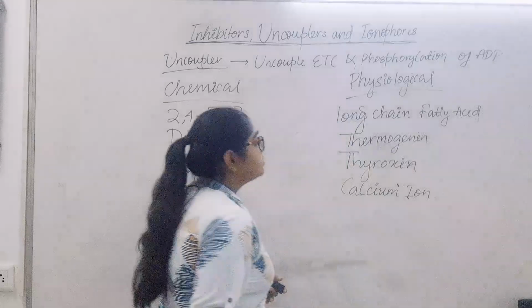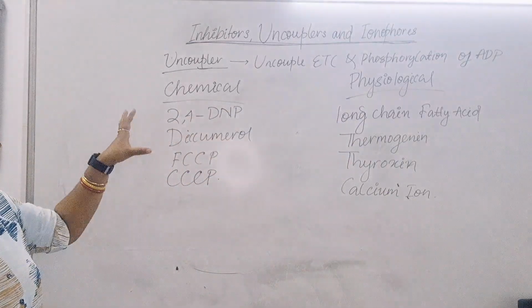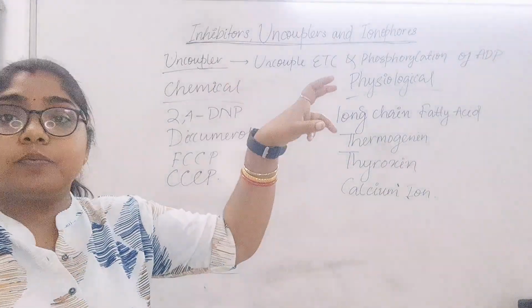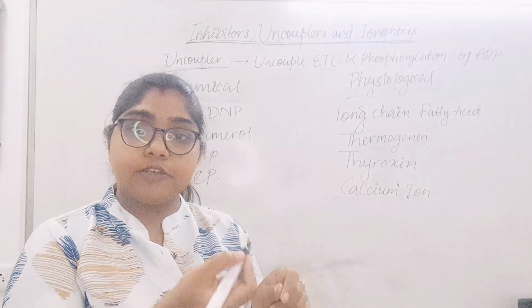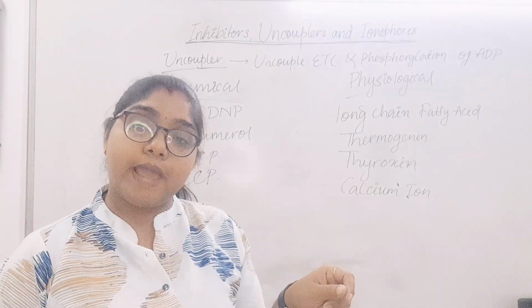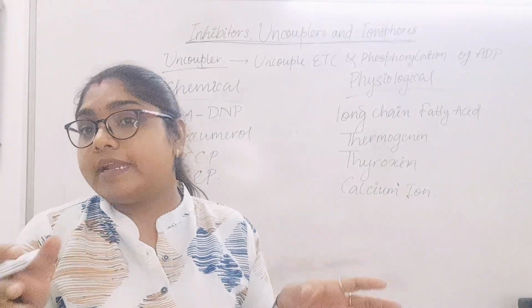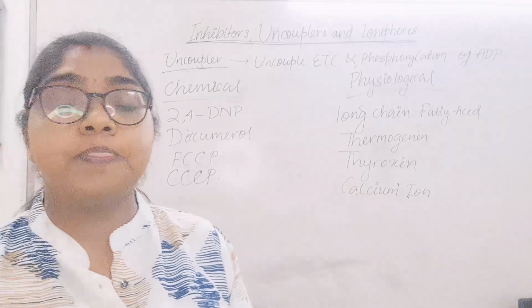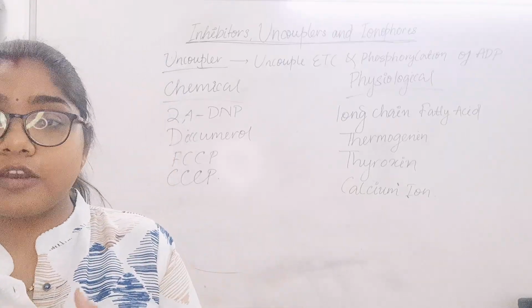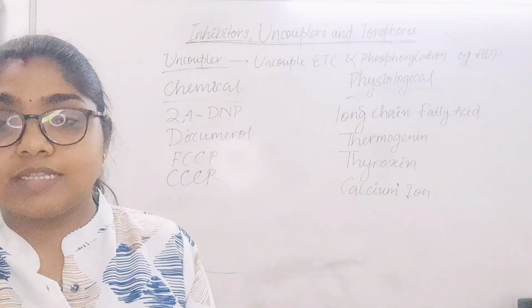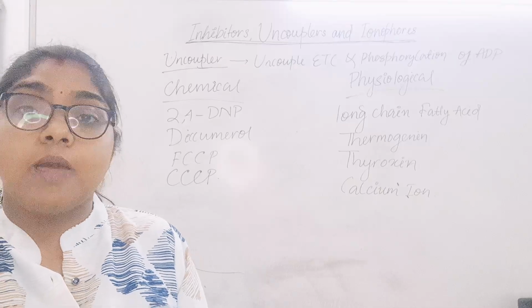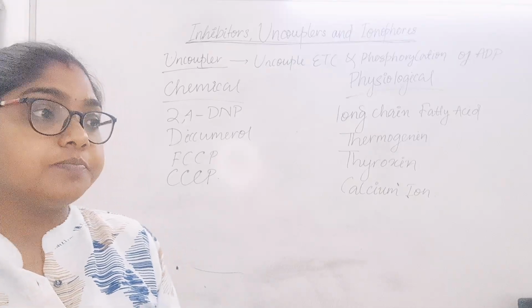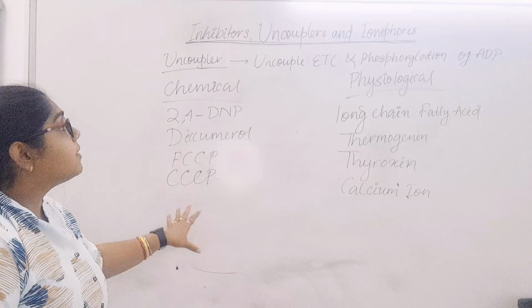So what is the function of an uncoupler? The uncoupler will go and bind to the proton in the intermembrane space. It will bring the proton back to the matrix, so it won't create the proton gradient. So the proton motive force cannot be generated and ATP synthesis cannot take place. But the electron transport chain will continue. So these are the uncouplers.